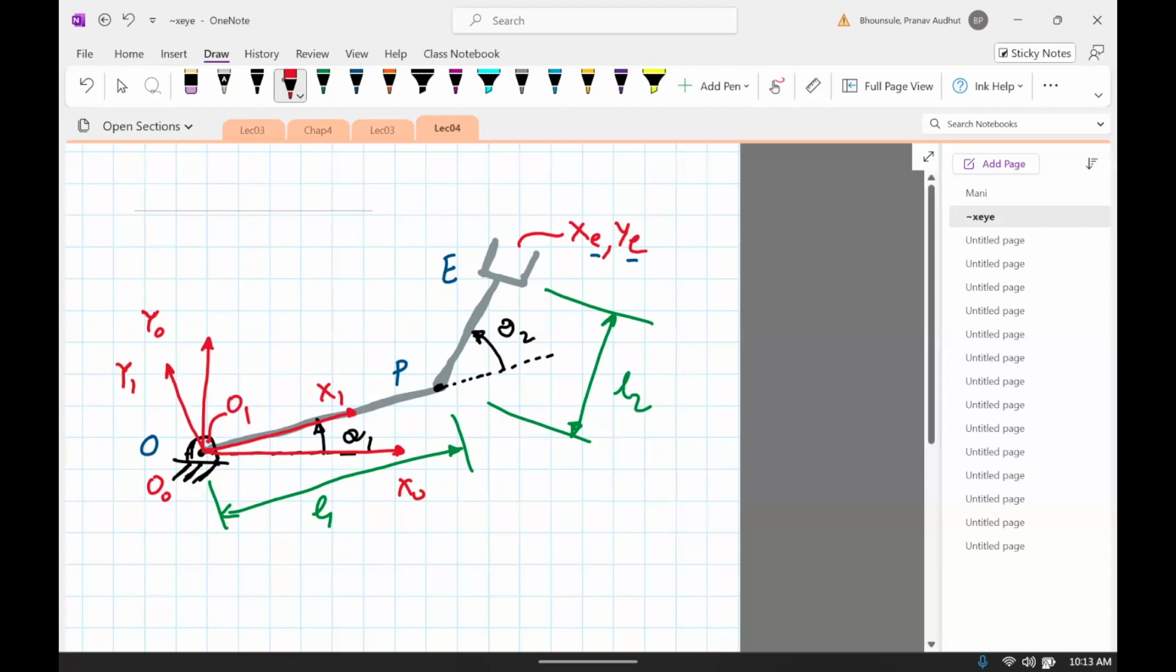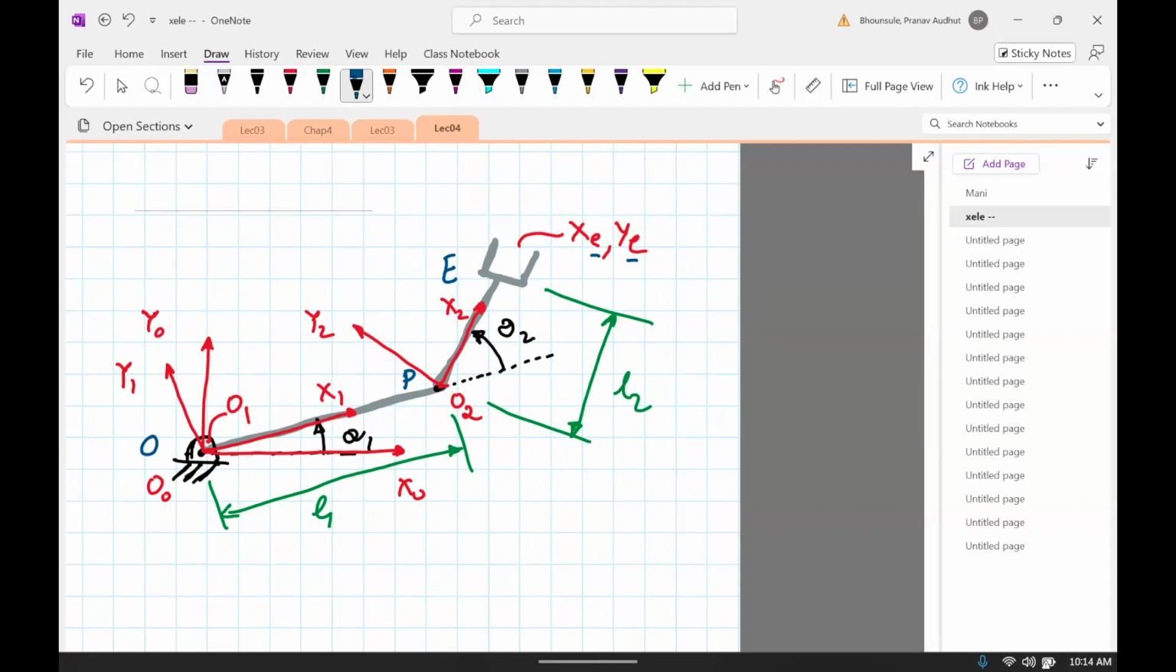Okay, so O1, X1, Y1 is the first frame. Then we go to the next link, right here at P. With the same construction, we have X2 along link 2, and then we have Y2 at 90 degrees to X2, and we'll call this point O2. It's also called P. Okay, so P and O2 are the same thing. That's all which is needed in order to fix frames.